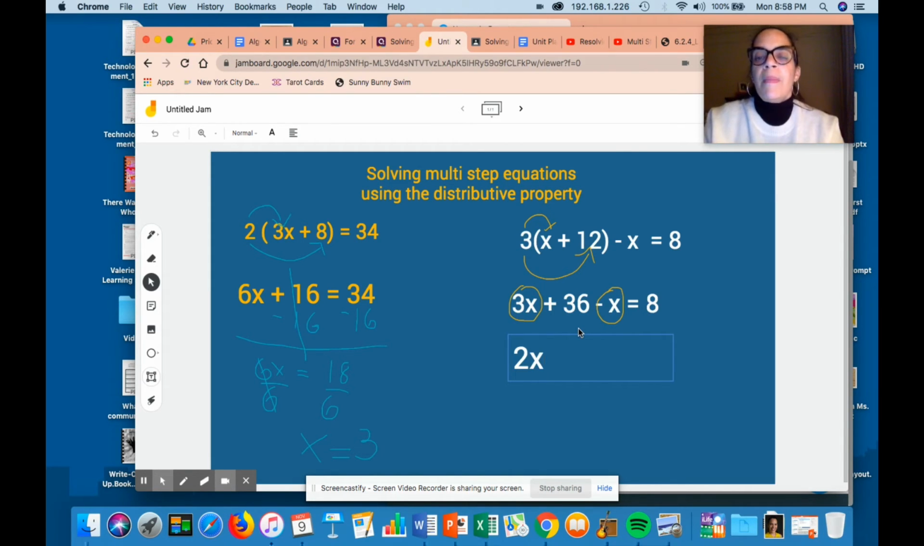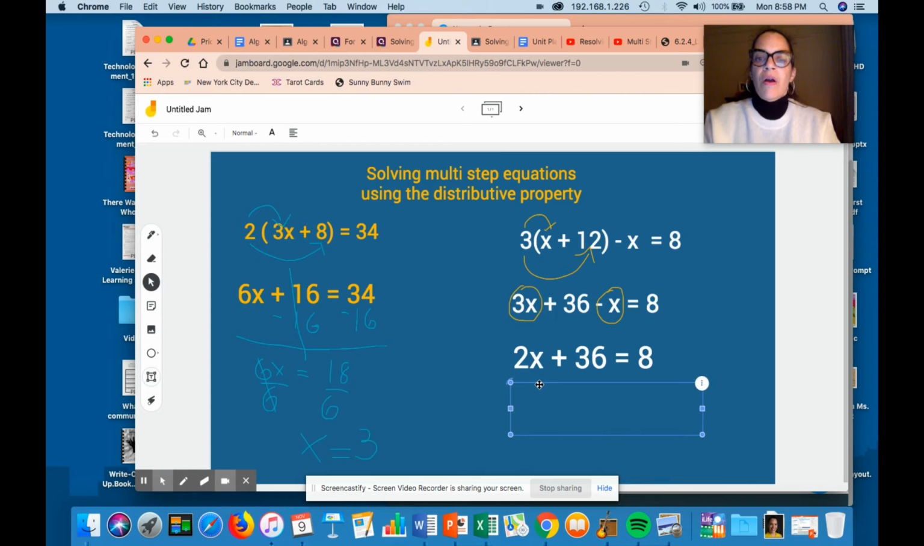So I'm bringing down my x with that because the x is there. Then we're just going to bring down that 36 because we're not doing anything with it just yet, and then my equal sign and 8. I just like to bring everything down. It makes it all much easier because I can see the progression of how I'm solving the problem.